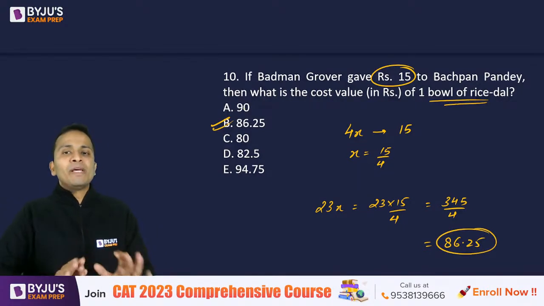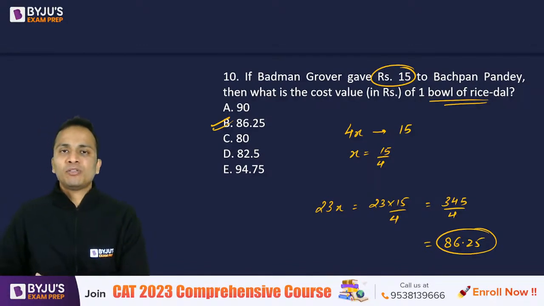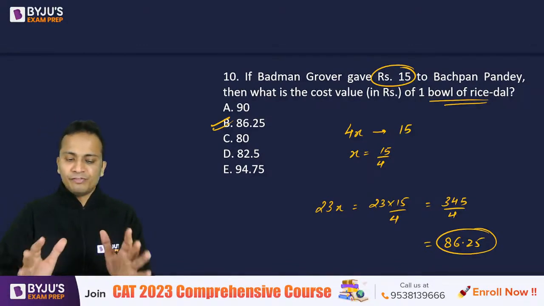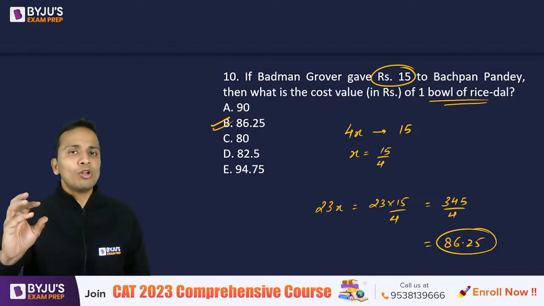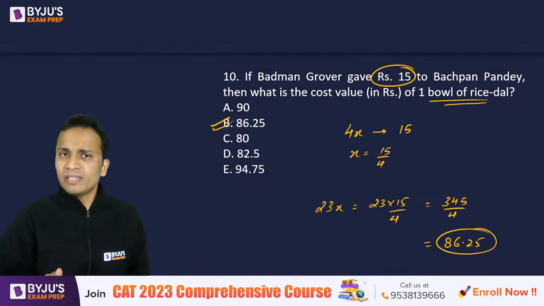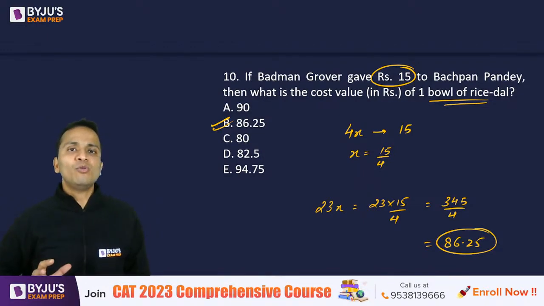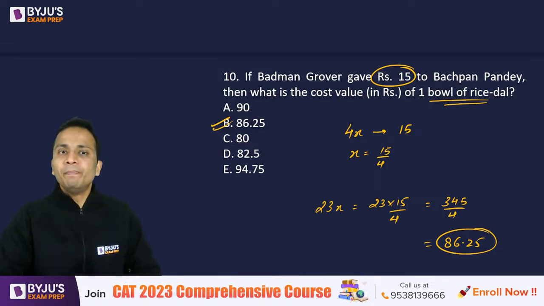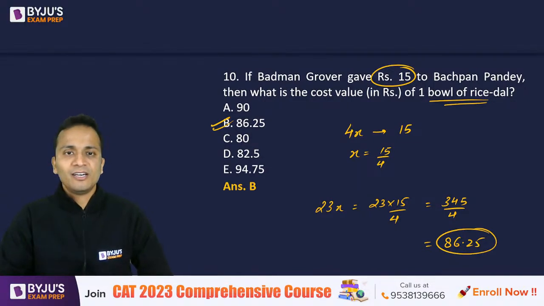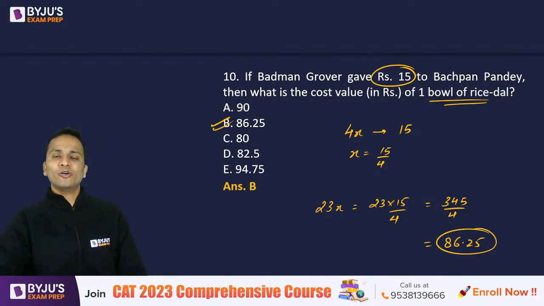So अगर Badman Grover ने 15 rupees दिए हैं Bachchan Pandey को, so x का value कितना आ गया, 15 upon 4, from which we have calculated the cost of one bowl of rice dal which was 23x. Substituting the value of x, we got this number 86.25. Option B should be the correct answer. So Yash and Riya, both of you have given correct answer. All right, and yes, this is good.